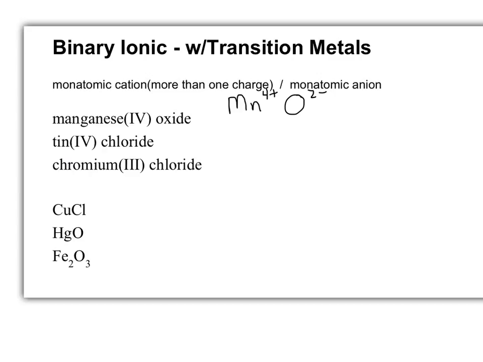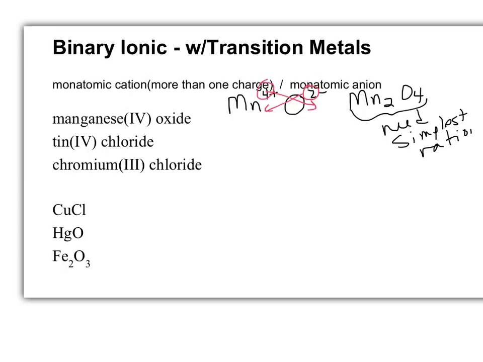Now when I put these two together, if I use the crossing method, I would end up with Mn2O4. But what I need to remember about ionic compounds is that I must show a simplest ratio. So I need a simplest ratio here, which will be 1 manganese for every 2 oxygens. So if I think through my thought process up here, I need 2 -2s just to balance out that 1 4+. So ionic compounds always show simplest ratio. If your subscripts can be reduced, they need to be reduced.